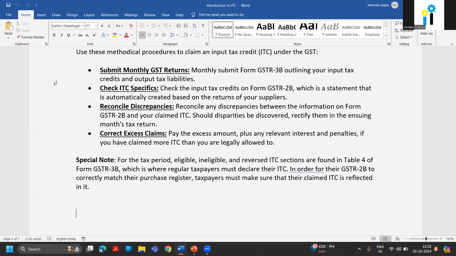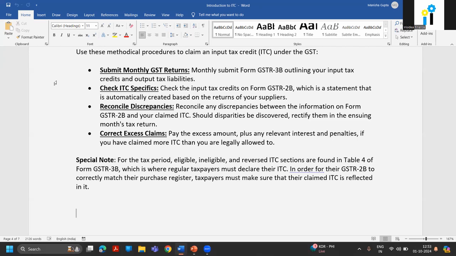Reconciliation. Okay, reconciliation: any discrepancy between information from GSTR 2B and your claimed ITC should be discovered and rectified, ensuring a correct monthly tax return. Means you can rectify that at the time of reconciliation. Correct excess claim: pay the excess amount plus relevant interest and penalty if you claim more ITC. Okay, if you are claiming more ITC, then you have to pay the excess amount with the interest and penalty.